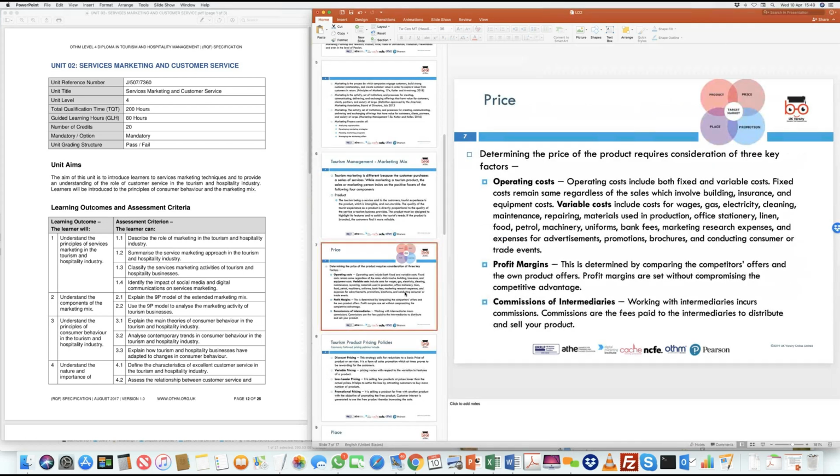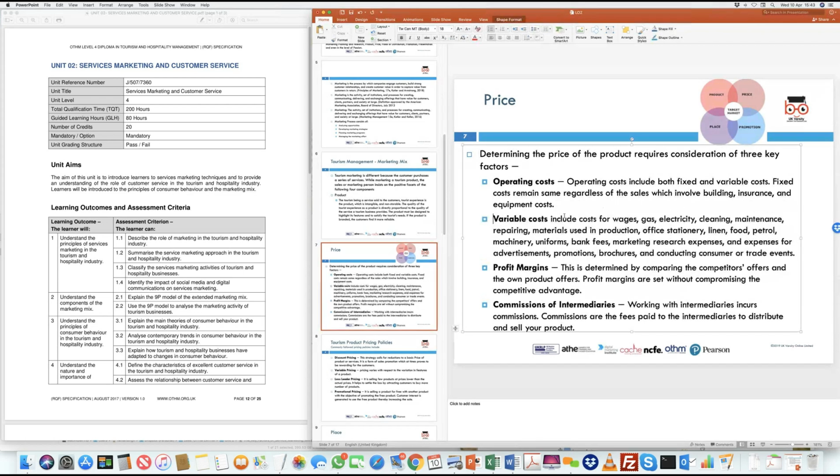Okay. Now, when we look at price, we again look at how this P is treated in the THM sector. Price in this case could mean operating costs. It could mean variable costs. It could mean profit margins. It could mean commission to intermediaries. So when I say, for example, price, price to me is the price of the ticket. Price to me, when I'm in an airline, is the operating cost.